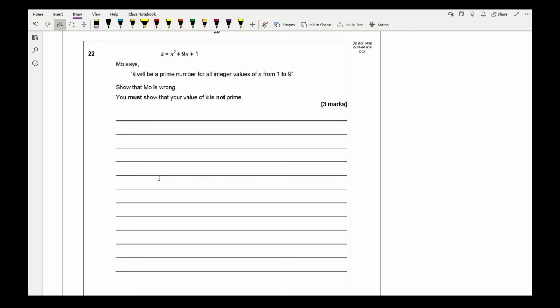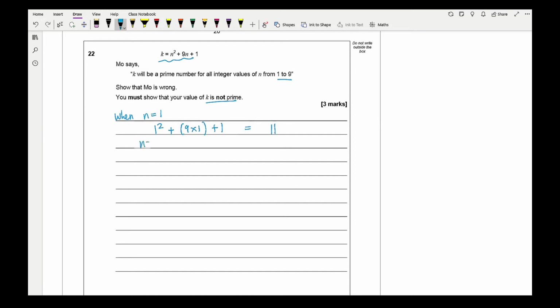Show that Mo is wrong. So what I need to do is substitute n equals 1 to possibly 9 into this formula and show that k is not a prime number. Starting off with 1, when n equals 1, I have 1 squared plus 9 times 1 plus 1, which gives me 11, so that's prime.